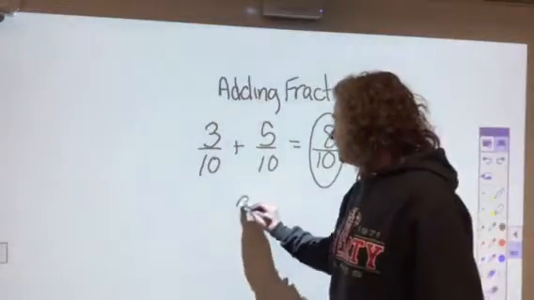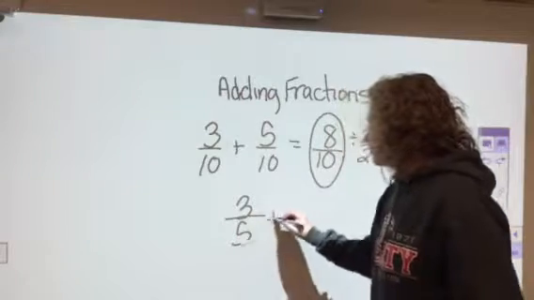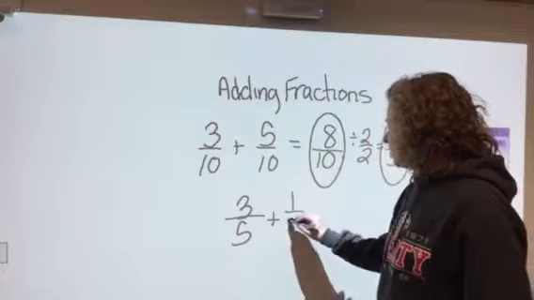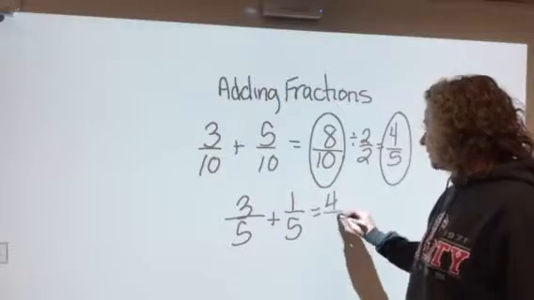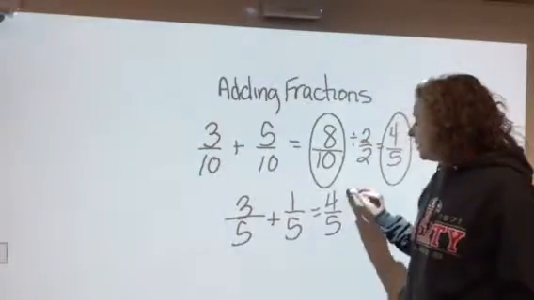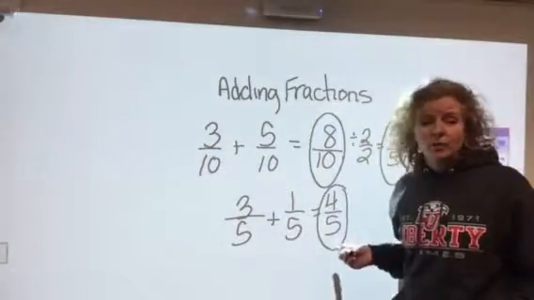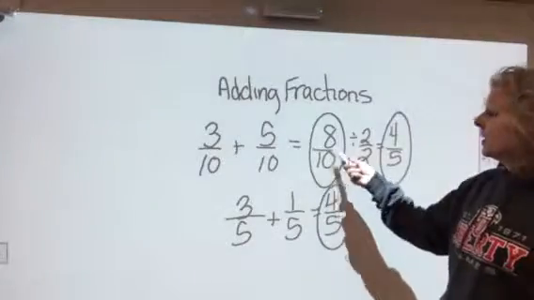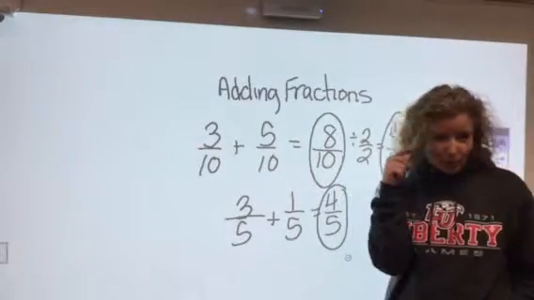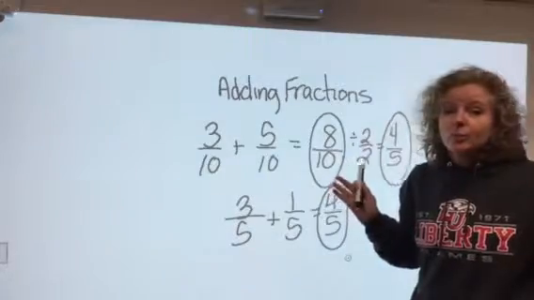Sometimes you're going to add 3/5 plus 1/5 equals 4/5. Sometimes you're going to add, and guess what? When you come up with the answer, it will be in simplest form. But sometimes it's going to be like this, and you're going to have something in your brain trigger where you're like, wait, let me check for simplest form.